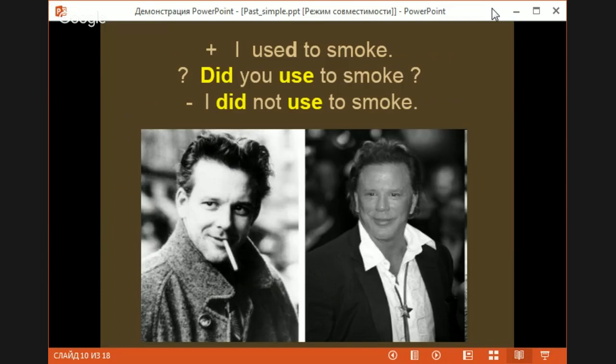We can ask a question. Did you used to smoke? Please mind the auxiliary verb did and use. You don't say did you used to smoke. And the negative form, I did not used to smoke.